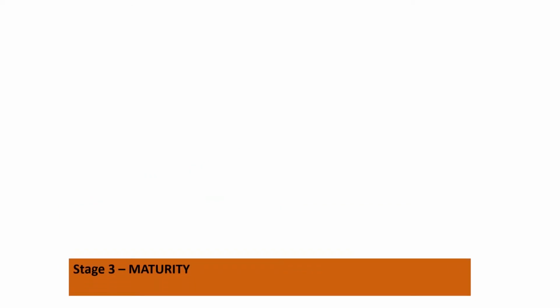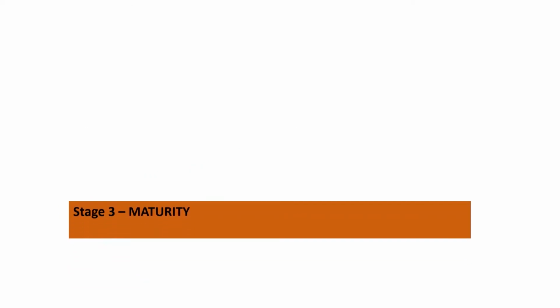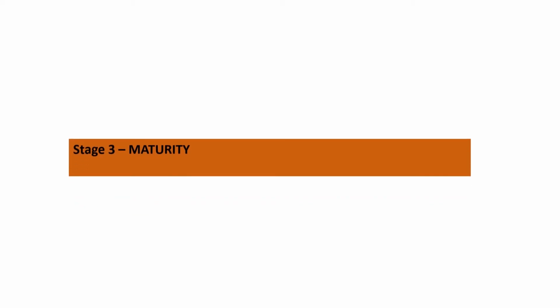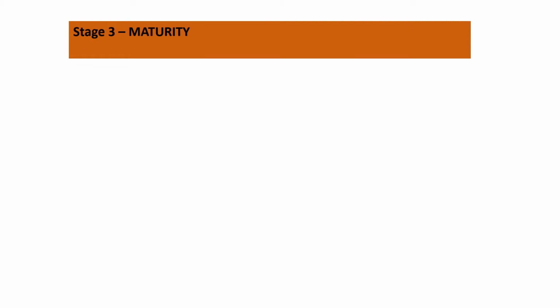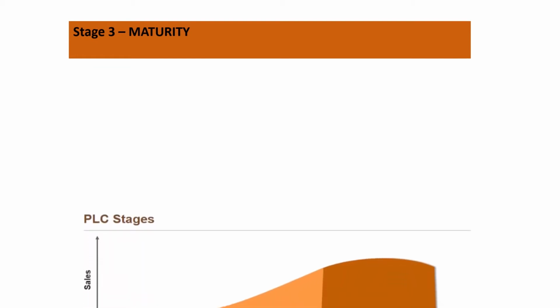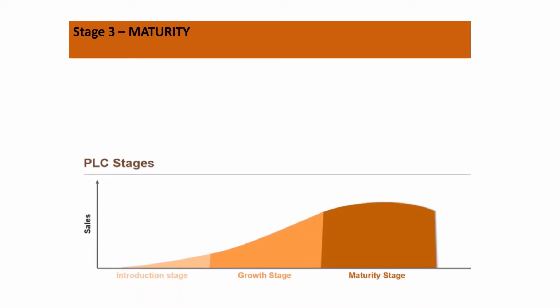The next stage is maturity. The product attains saturation during this stage and the sales reach their maximum point, maintaining a steady rate. There is no way to grow further. The product has penetrated the market fully.